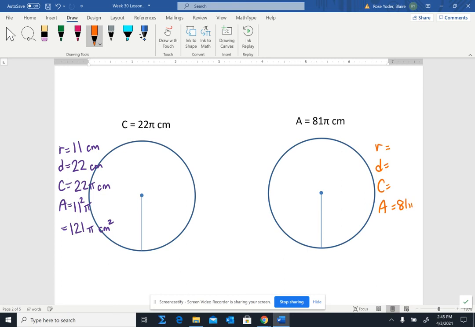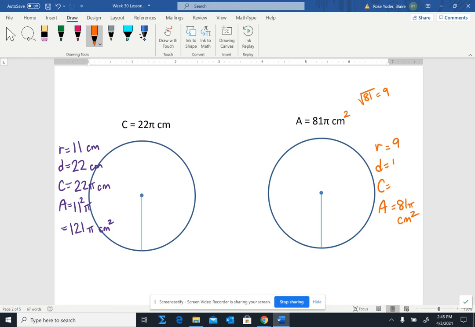All right, if you're checking, the area was 81 pi. I just realized I made a typo. It shouldn't be centimeters. It should be centimeters squared. This one might be a little trickier to find the radius. It's radius squared pi. So you want to square root the 81. So it has a radius of 9.